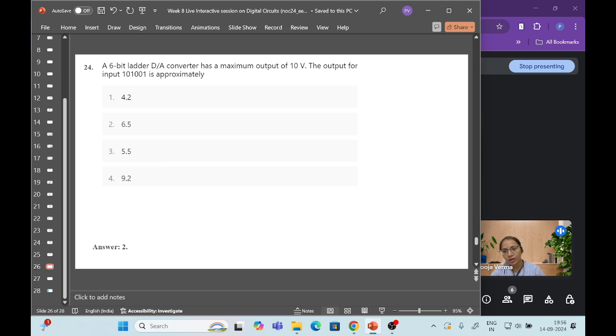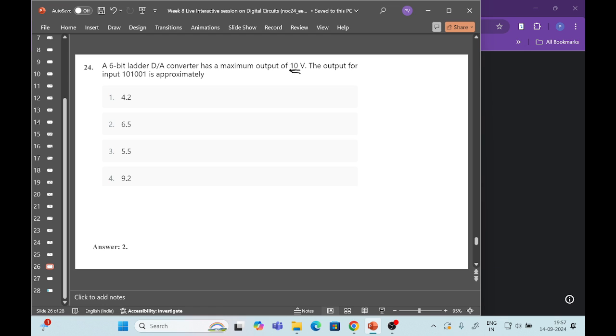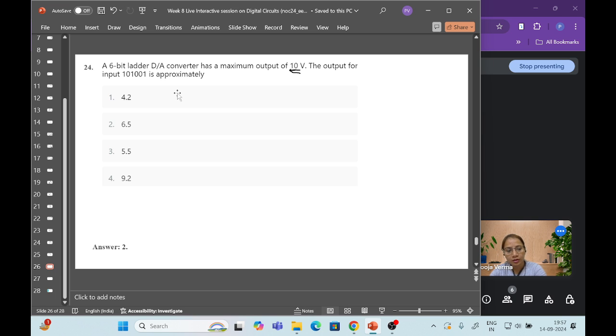So moving to the next one: a 6-bit ladder digital to analog converter has a maximum output voltage of 10 volt. What will be the output for the input 101001? Again, with the same formula, we can calculate it.